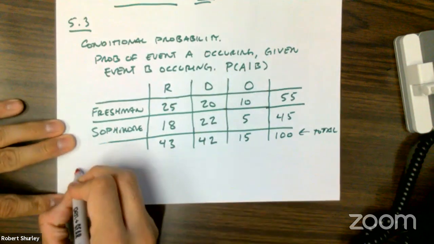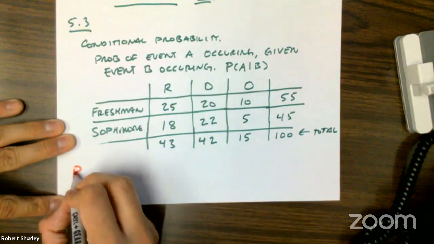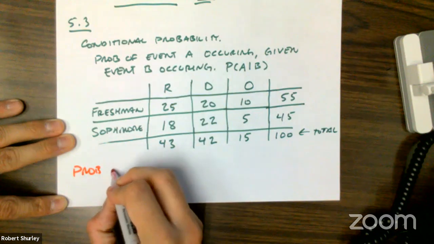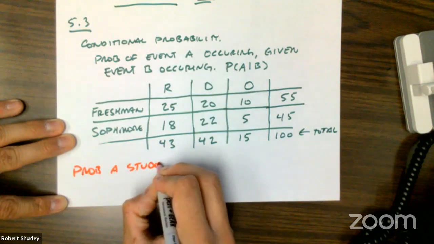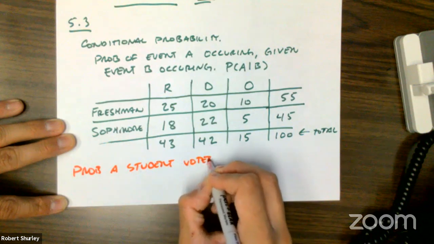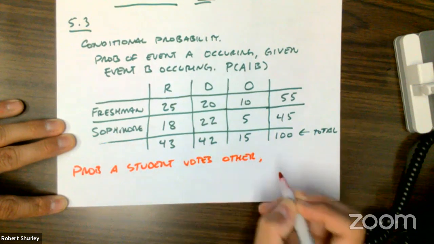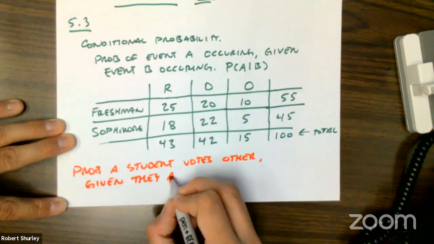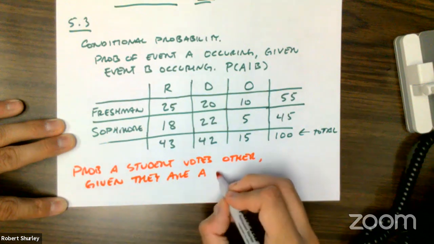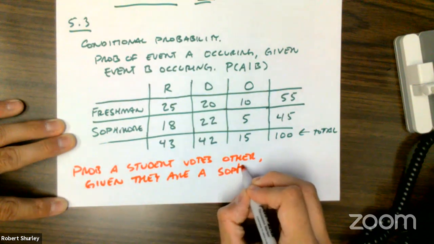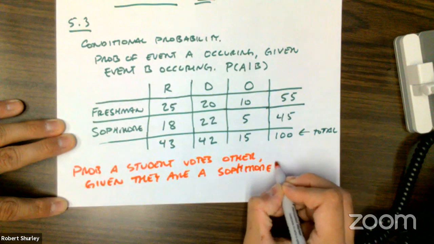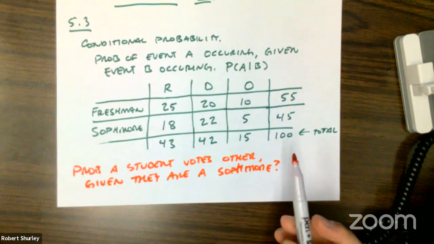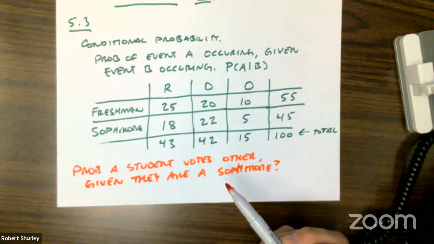Let's say I want to know what's the probability a student votes other given they are a sophomore. So the probability a student votes other given they're a sophomore. So this is a little different.